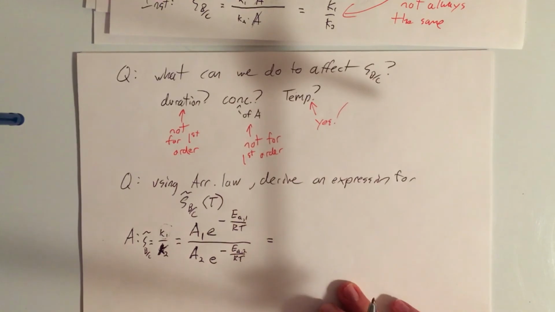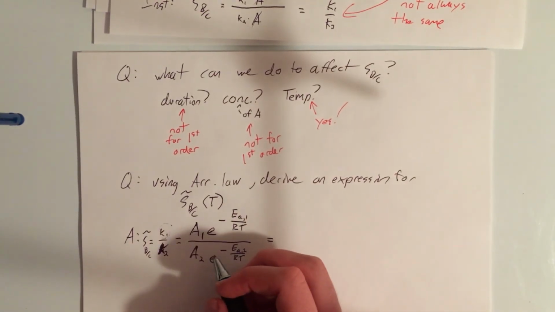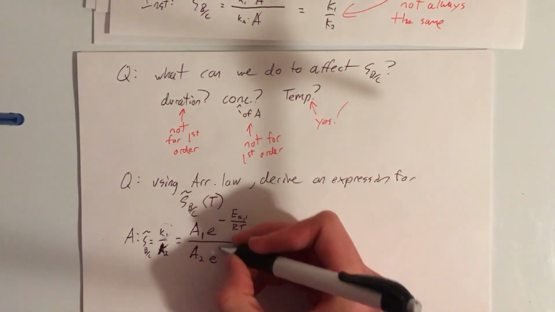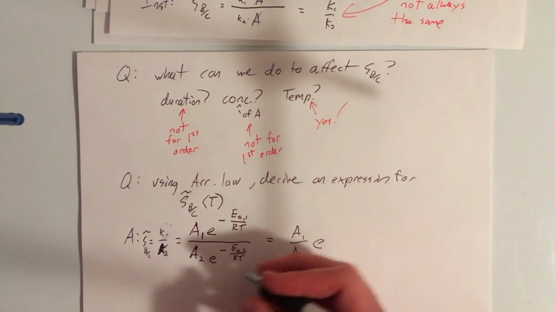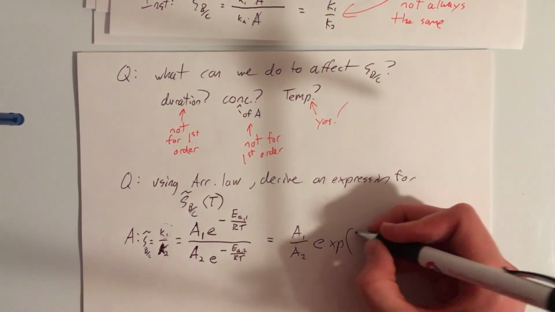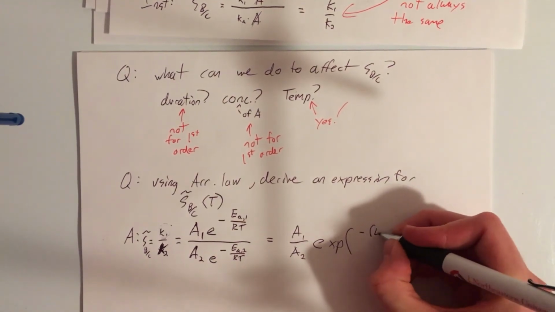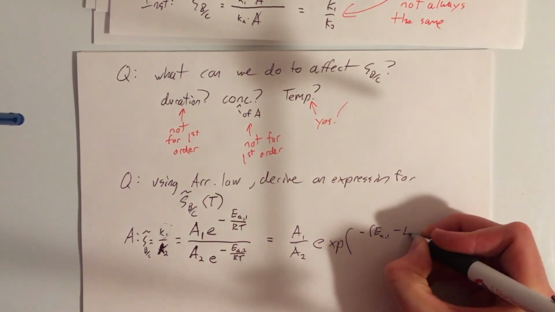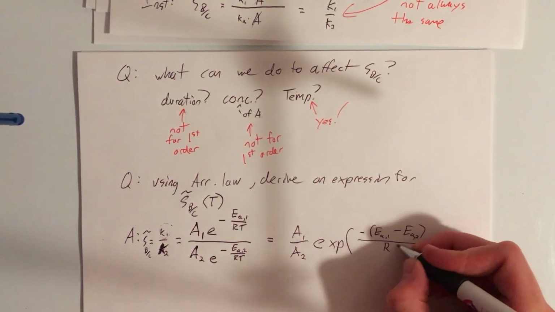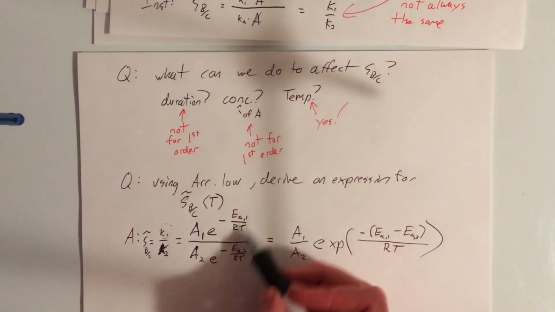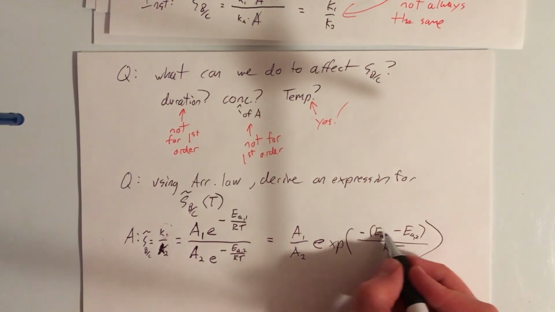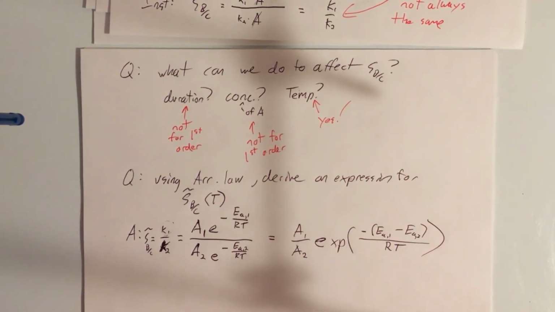So let's do a little bit of simplifying to this expression. We can do A1 divided by A2. If we have this ratio of exponentials, we can combine them together into a single exponential. So we can combine these two e to the minus terms into a single e to the minus difference of activation energies over RT.